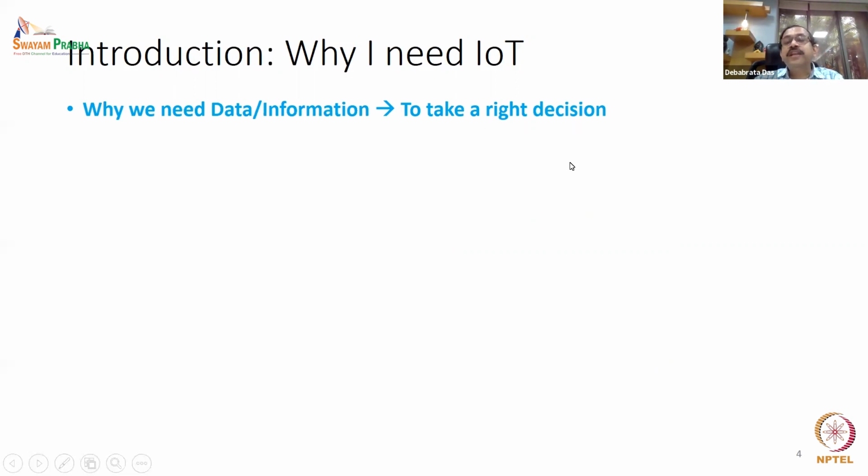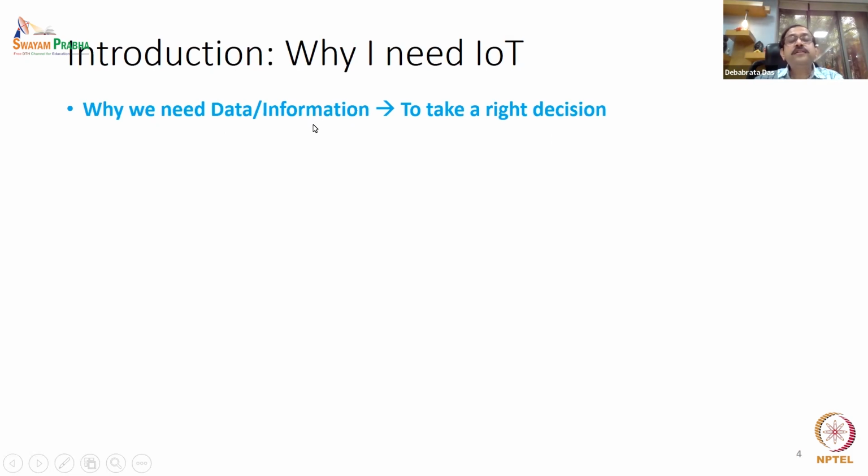Similarly, when there are so many electives in your institute, which one shall I take? Then your friend says, take this one. Then you ask him why. Then he gives you a lot of information about that subject, why it is good, why it is important. Then you take the decision. So to get the right decisions, we have to have data and information.